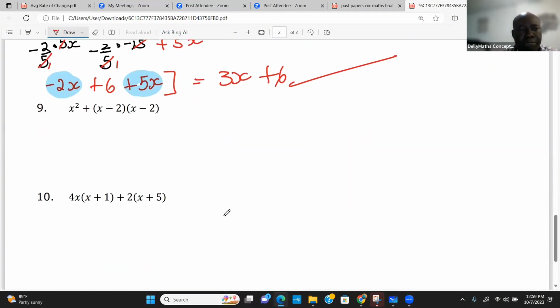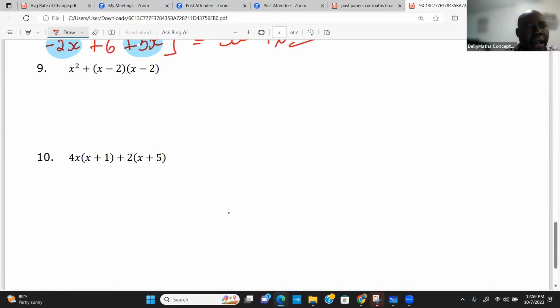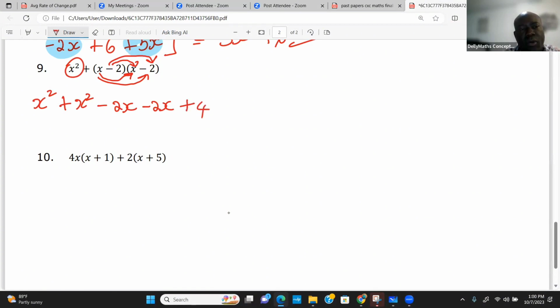All right, let's look at number 9. For number 9, we have x squared, and then we have 2 binomials multiplying. For the binomials, the x will go with the x, then it's going to go with the -2. The -2 will go with x, and then -2 will go with -2 right there. I'm going to write back the x squared up front because we're not going to be using that right now. So when x is multiplied by x, I get x squared. And when x is multiplied by -2, I get -2x. -2 times x, that's -2x. And -2 times -2 is +4.